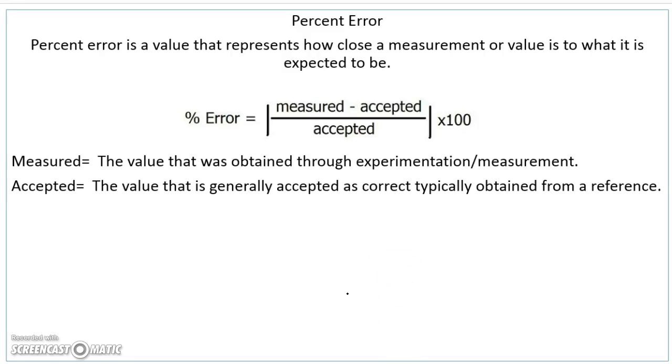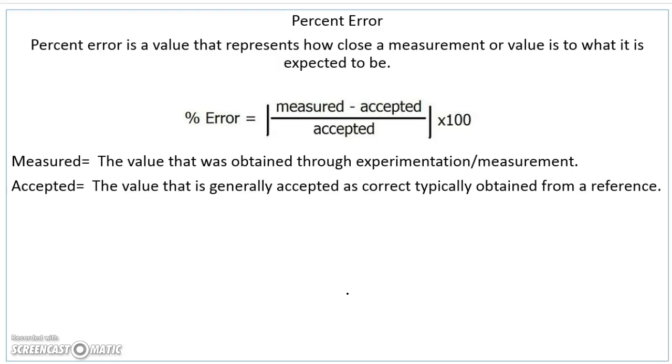Okay, so we're talking about percent error. Percent error is a value that represents how close your measurement or your data is to what it is supposed to be. And when we say what it's supposed to be, for many things we have references. We can look up densities or specific heats or a number of other values about matter that have been commonly accepted as being correct. And that's what we mean by an accepted value.